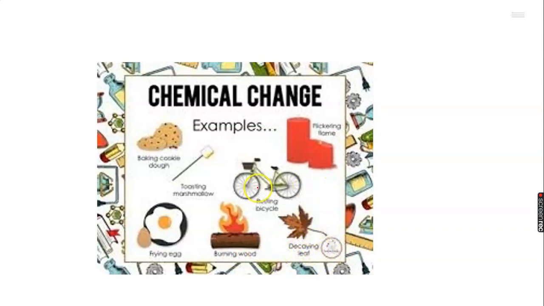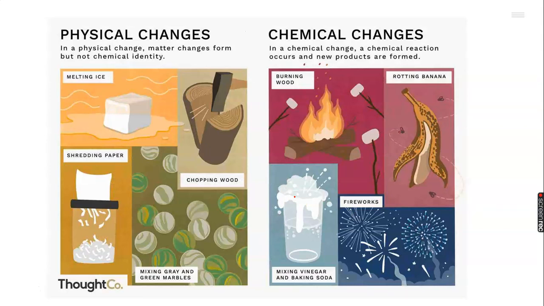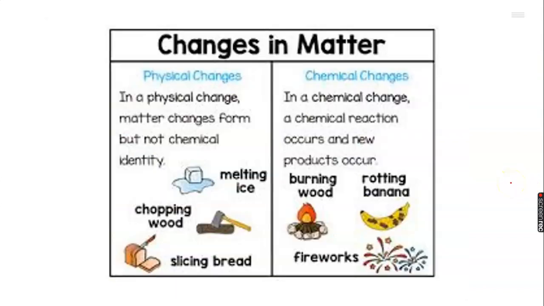Decaying of leaf. When a leaf decays, that's another chemical change. Then rusting of a bicycle. When the metal parts of your bicycle become rusted, there's a chemical change involved. So this is physical, this is chemical change. You can just have a look and see those kinds of examples there.